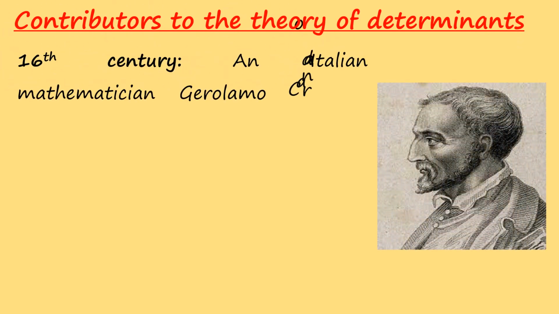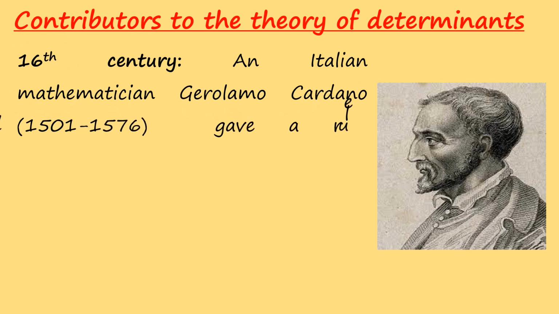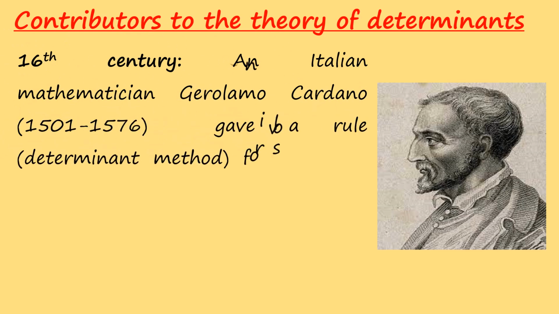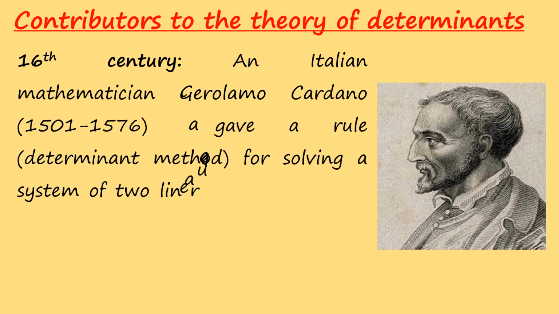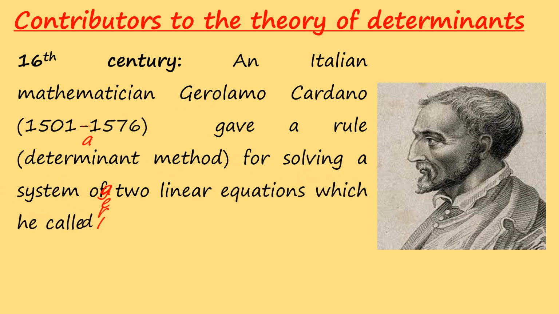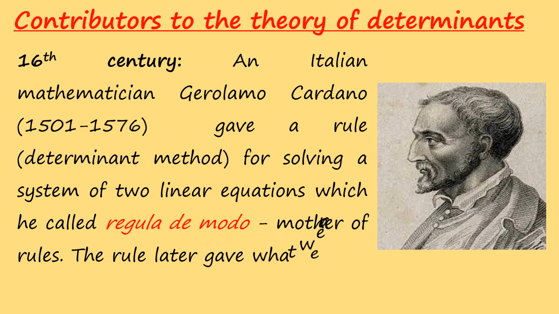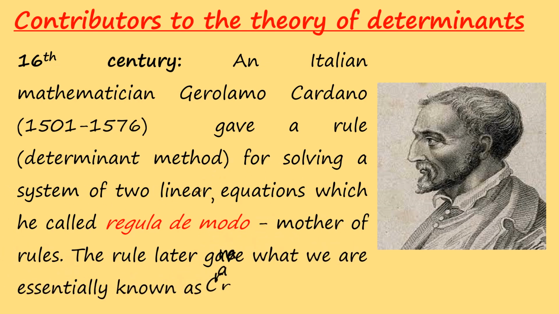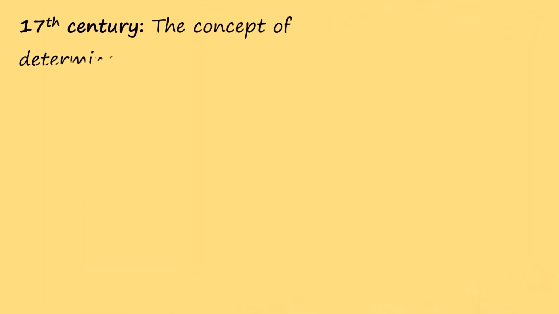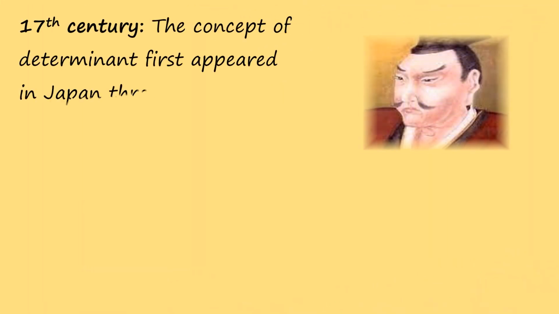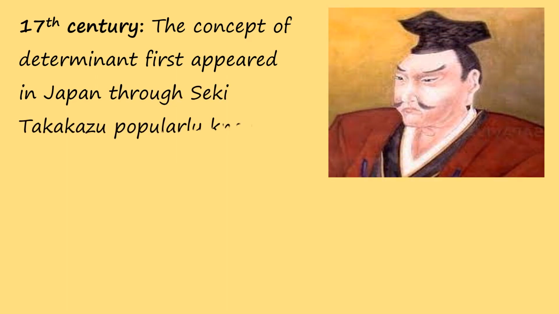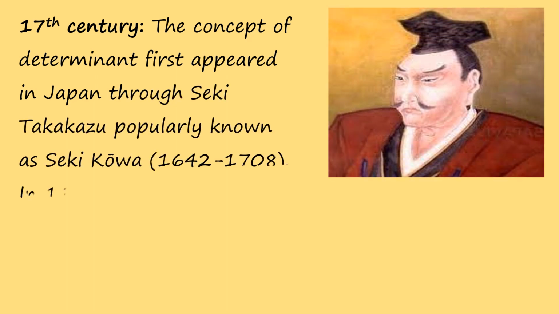An Italian mathematician, Girolamo Cardano, gave a rule, which is a determinant method, for solving a system of two linear equations, which he called regula de modo, meaning the mother of rules. The rule later gave what we essentially know as Cramer's rule. In the 17th century, the concept of determinant first appeared in Japan through Seki Takakazu, popularly known as Seki Kowa.